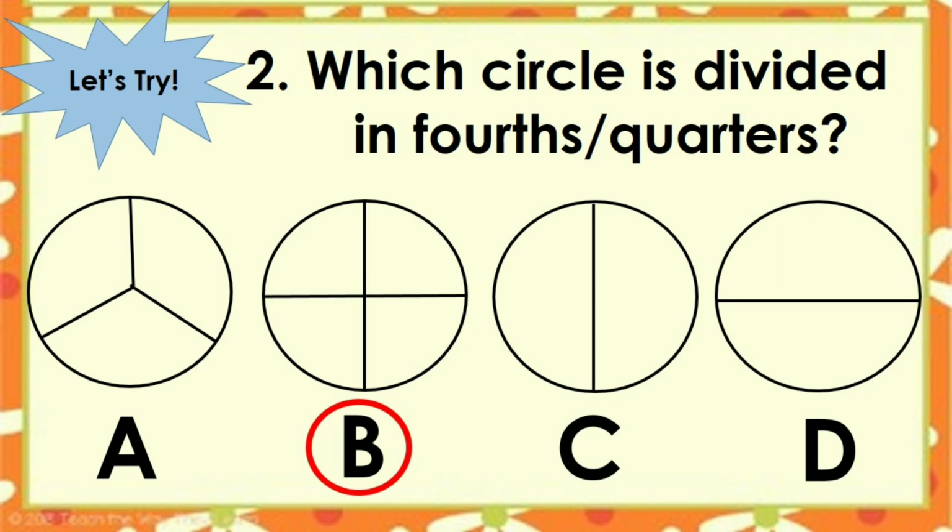Good job! You can see that circle A is divided into 3 parts. That means circle A is not the correct answer. Circle B is divided into 4 parts that are all equal. So, this one is the correct answer. The other 2 circles are divided into 2 equal parts. So, they are actually divided in halves.